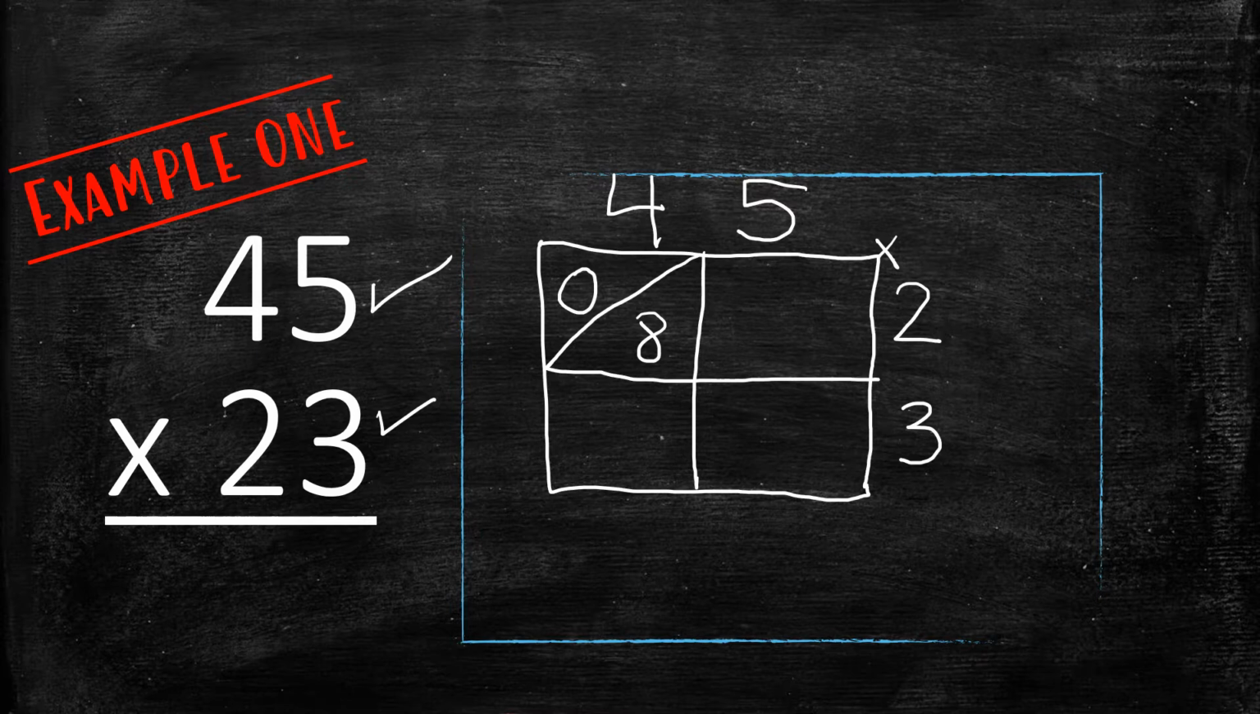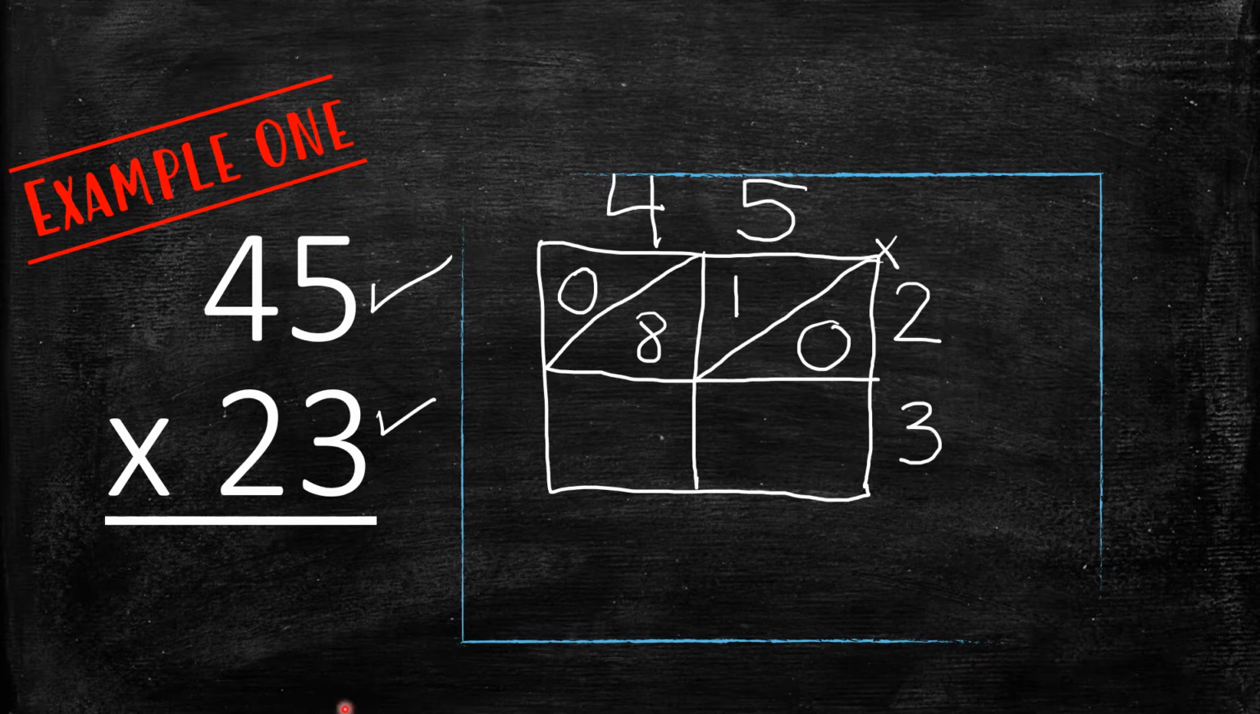Now I'm going to look at the next box. The next box is 5 and 2. 5 times 2 is 10. I'm going to draw my diagonal line like I always do in the middle. And then my answer is 10, so I can write 1, 0, which represents 10.